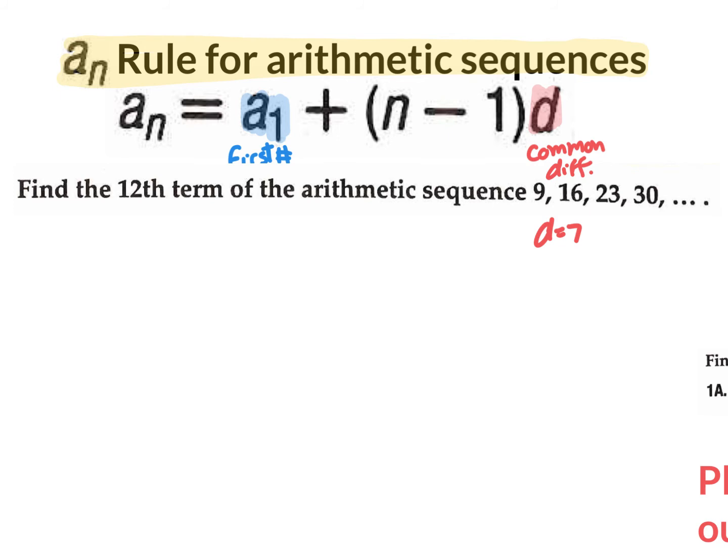So what we want to do here is identify the a sub 1, identify the common difference, plug it in, boom, we have our machine that will produce this list. So let's begin by finding that machine. Do we know a sub 1? Yes. A sub 1 is 9.